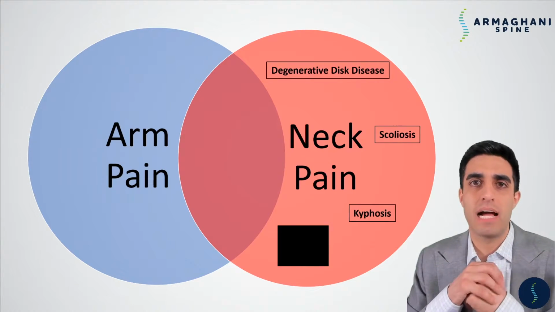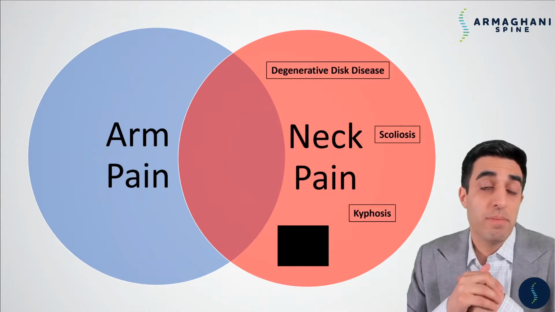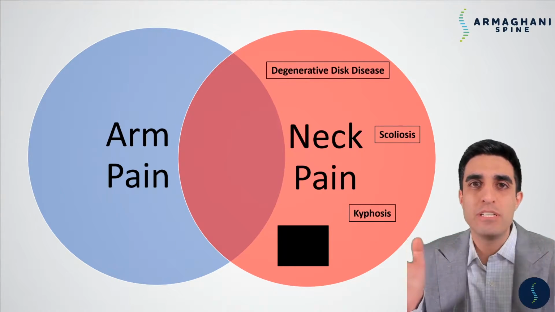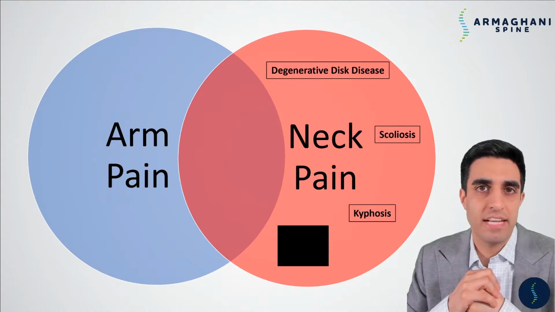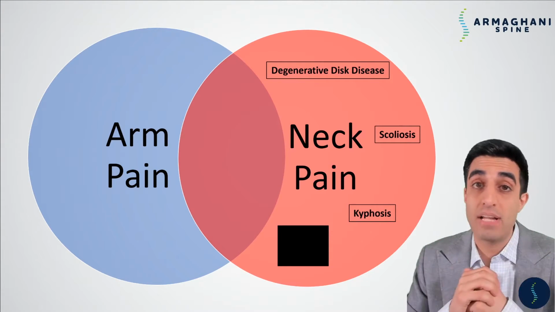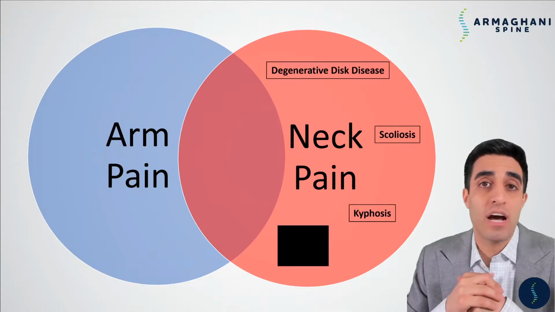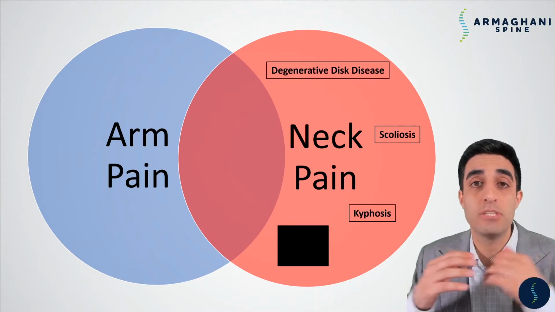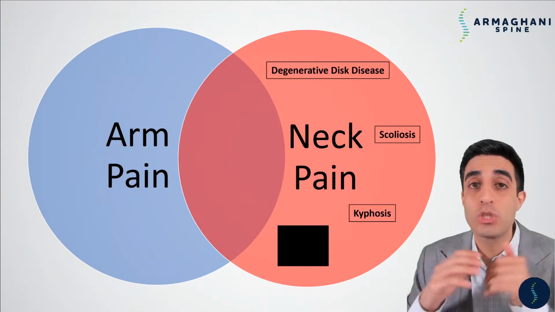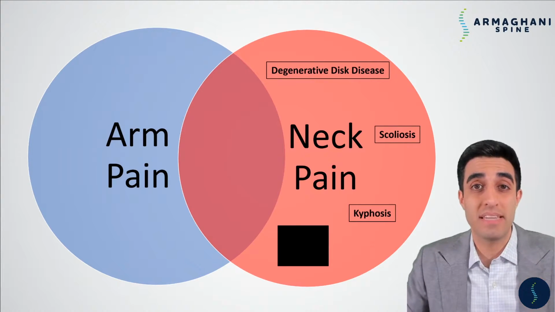But then there's this black box. Frequently, there are many patients who have neck pain and we don't have an anatomic reason why they hurt. That does not mean that they don't have pain. It just means that we're not able to see it on any advanced imaging like an MRI, and unfortunately there may not be any surgical treatment that can help them with their discomfort.